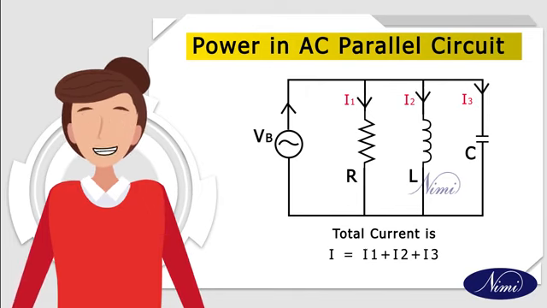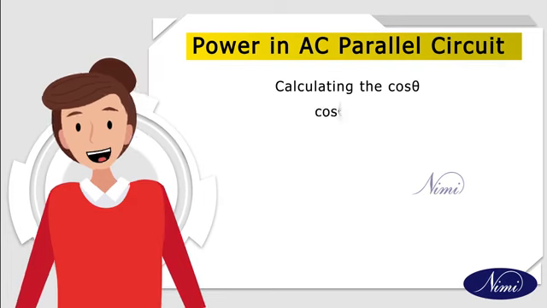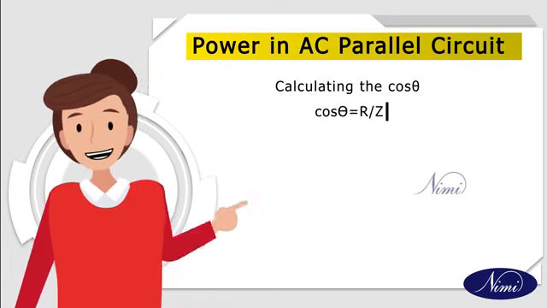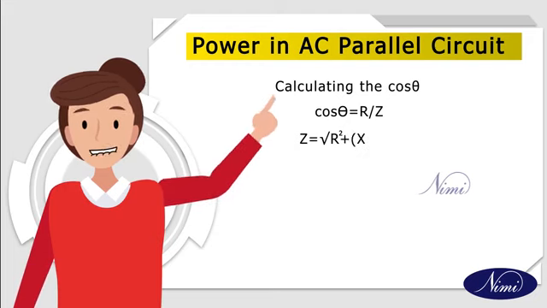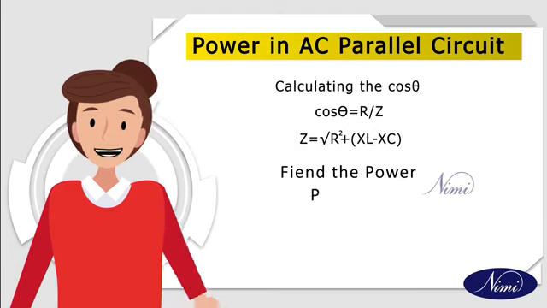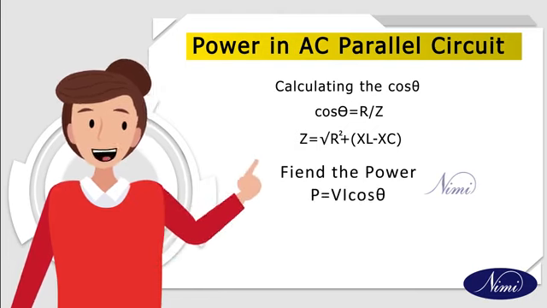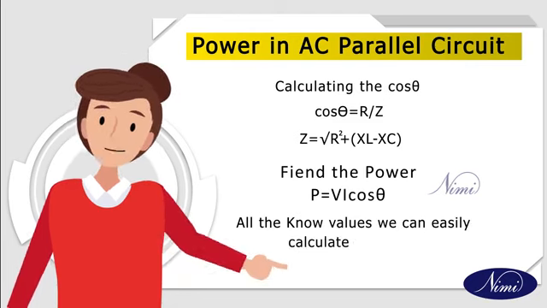Then we calculate the cos theta, that is equal to R by Z. We know the value of Z, that is the formula is Z is equal to root of R square plus XL minus XC whole square. Then find the power. Power P is equal to VI cos theta. So from all the known values we can easily calculate the power.